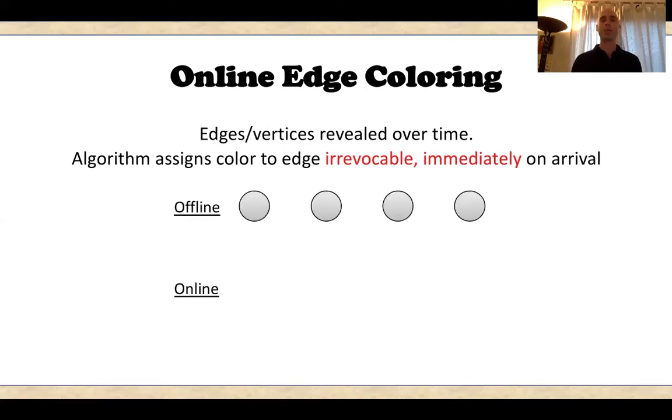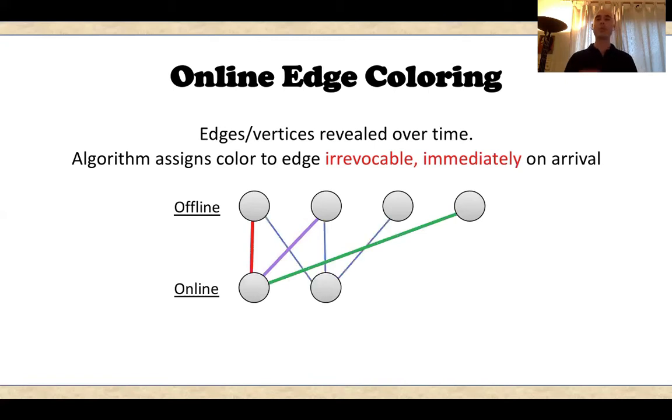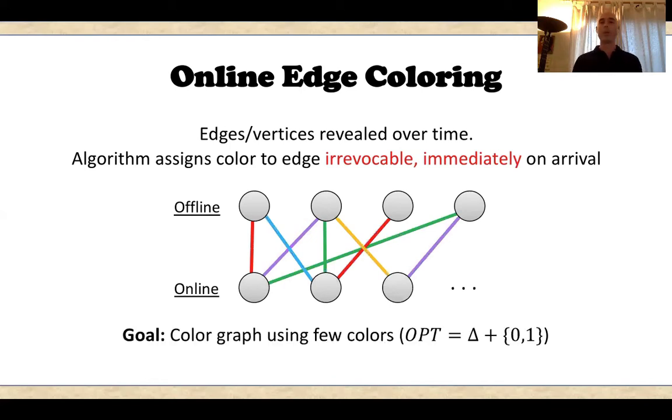So for example, if we consider a bipartite graph in a one-sided vertex arrival model, so we'll have vertices on one side show up first, we'll refer to these as offline vertices, and then vertices on the other side show up together with their edges to their previously arrived offline neighbors. So a node shows up, we decide which colors to assign its edges. Another node shows up, we decide how to color its edges, and so on and so forth. And as usual, what we'd like to do is be as close as possible to what an offline algorithm could do, which is using delta or delta plus 1 colors.